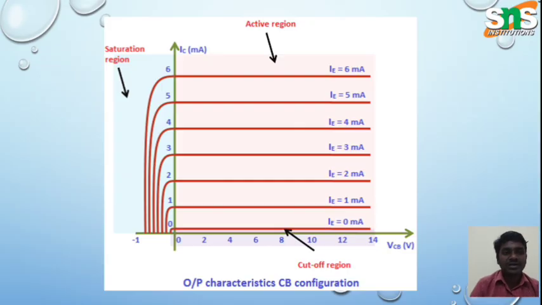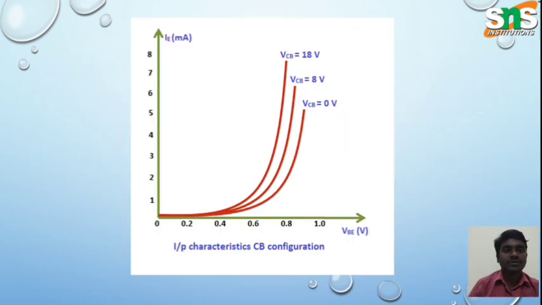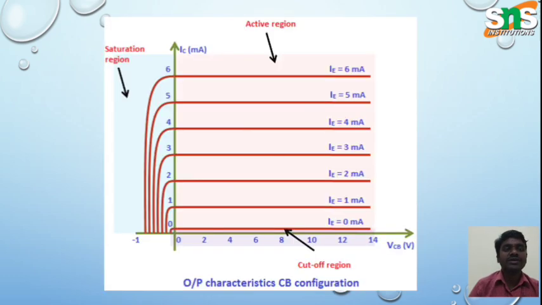If you increase the VCB voltage gradually, this is the saturation region. In the saturation region it gradually increases and reaches the saturation point. And again if you increase the VCB voltage, then at a constant current, that is, if VB is constant, it means the IE current is constant.